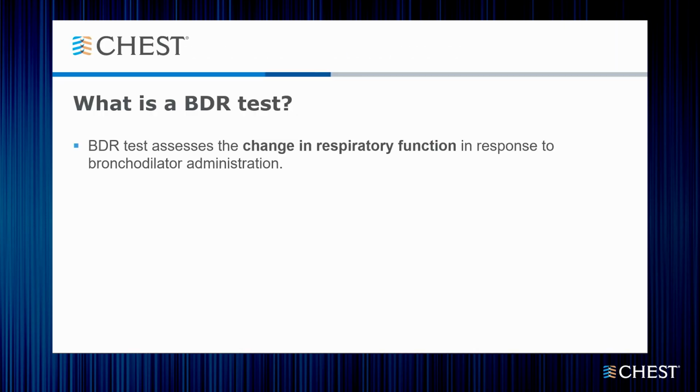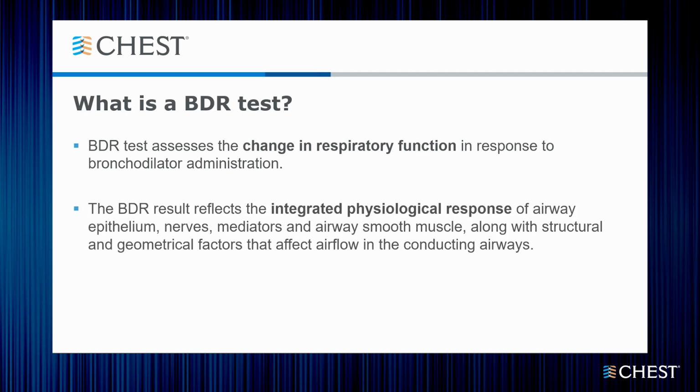So what is a bronchodilator response? It's a test to assess the change in respiratory function in response to administration of a bronchodilator. What does it do? It reflects the integrated physiological response of airway epithelium, nerves, mediators, and smooth muscles, along with the structural and geometrical factors that affect airflow in the conducting airway. So that's what we're trying to assess.